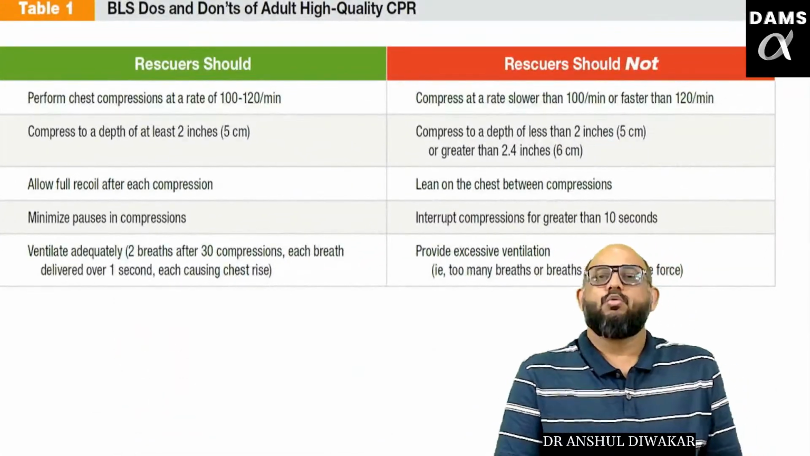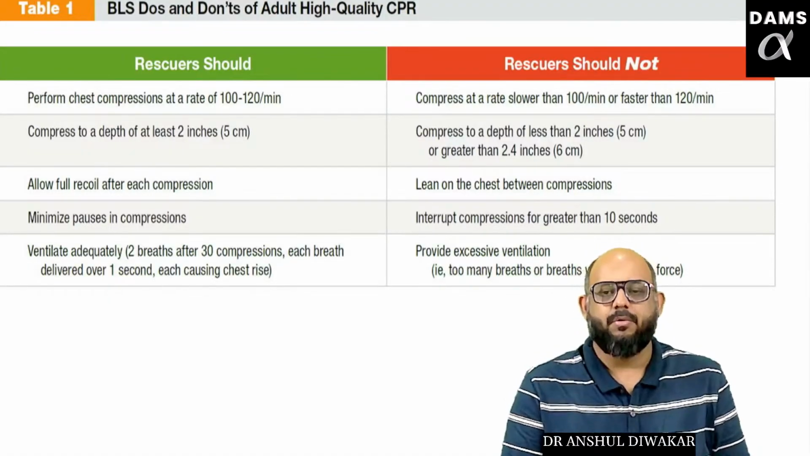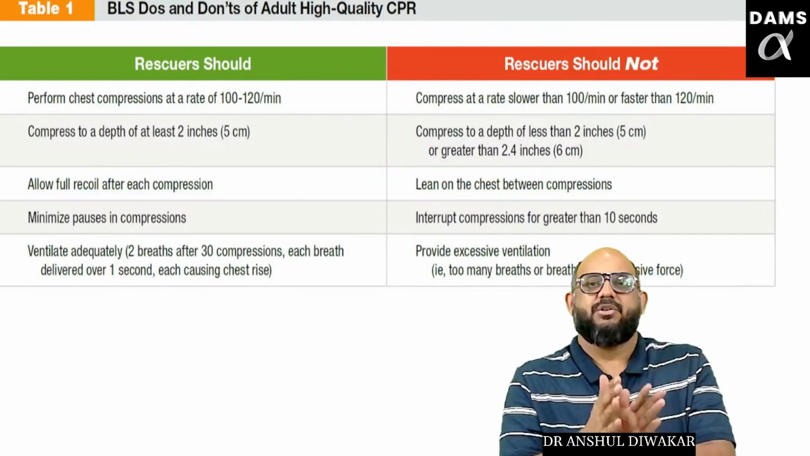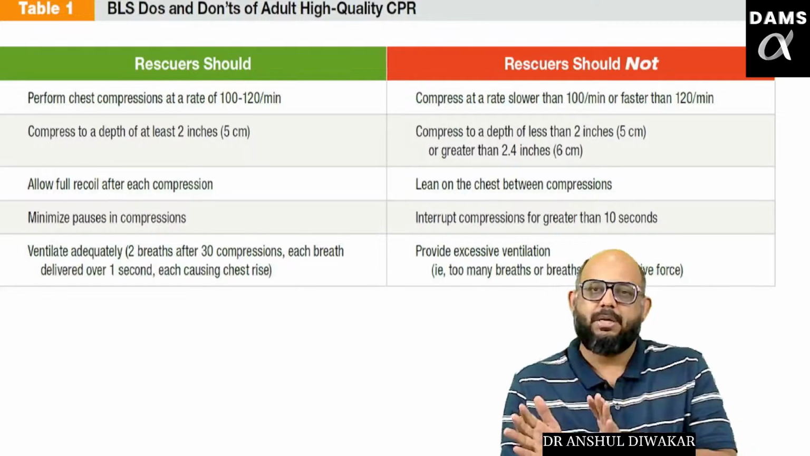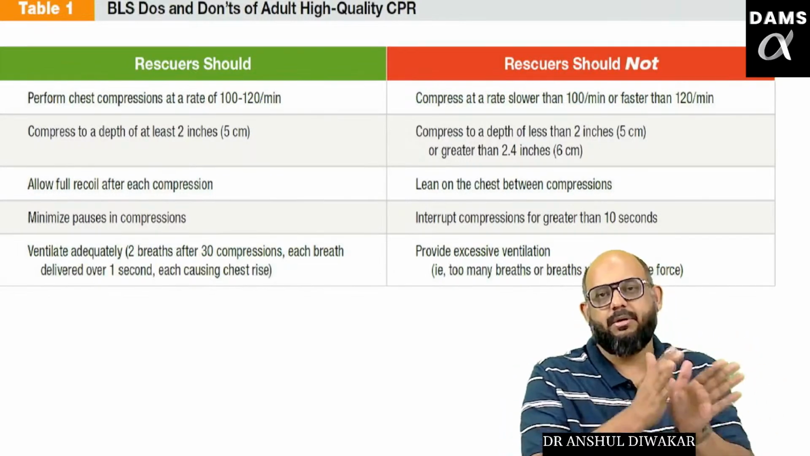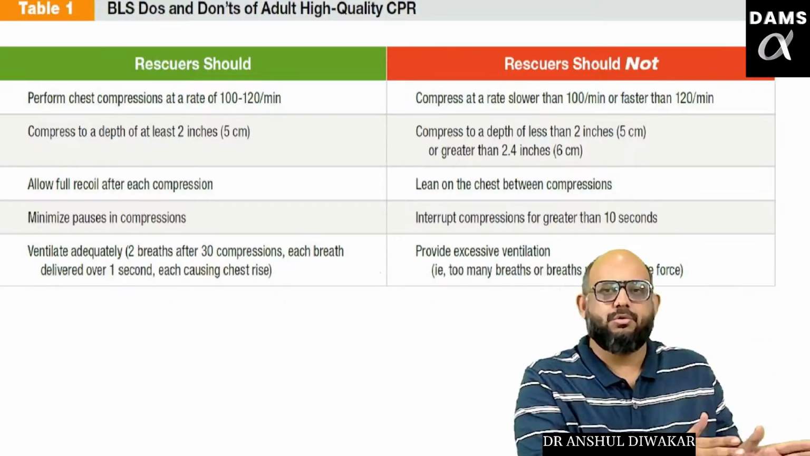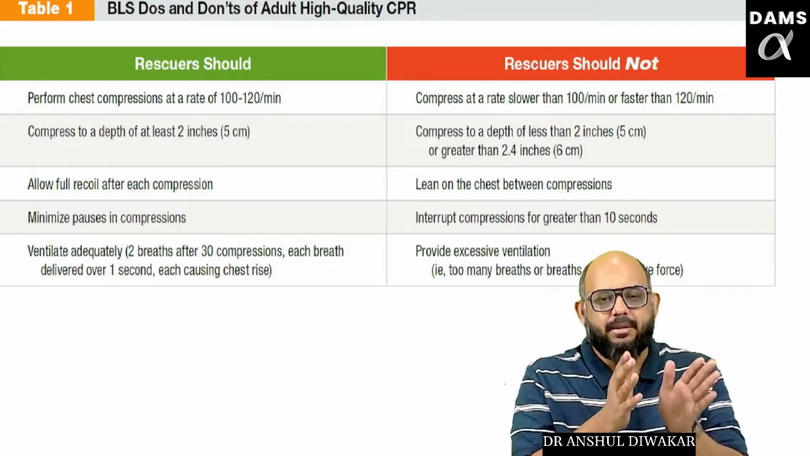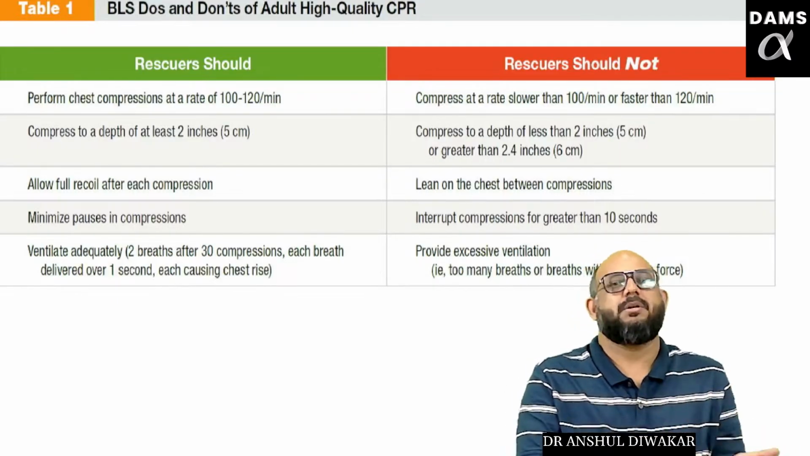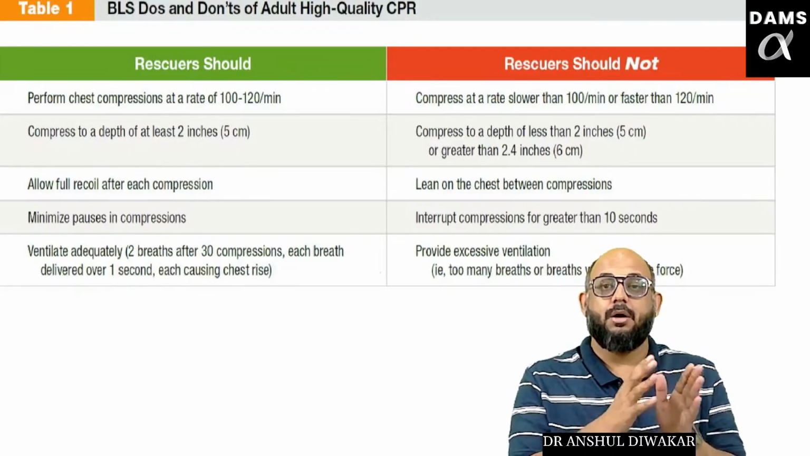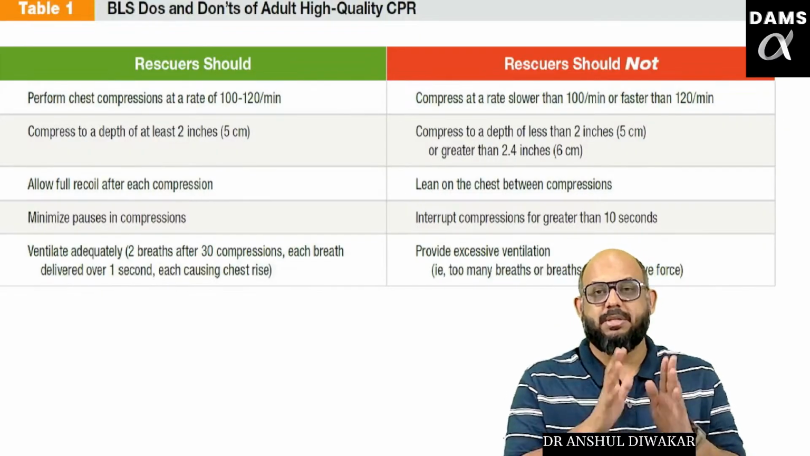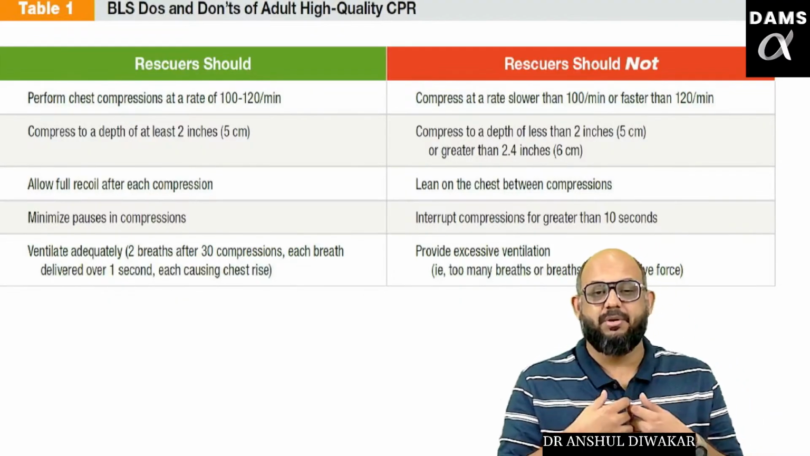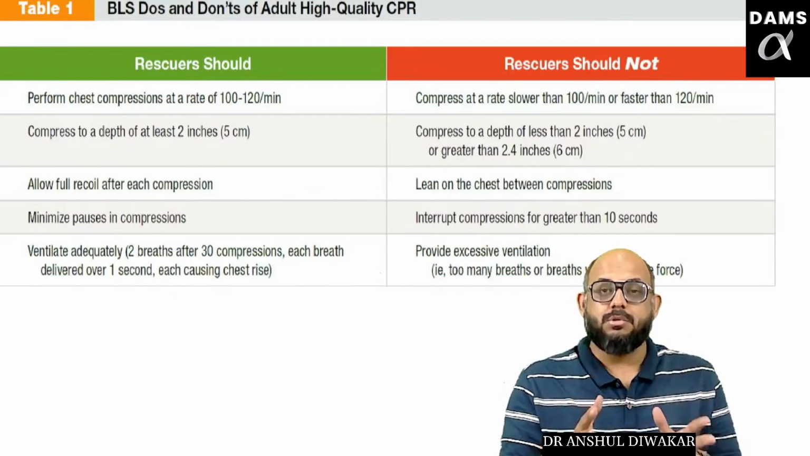Let's revise the do's and don'ts of high quality CPR for a BLS provider. Chest compression rate 100 to 120 per minute. That means not less than 100, not more than 120, neither too slow nor too fast. Chest compression depth at least 2 inches. That means not less than 2, not more than 2.4. Allow full recoil between the compressions. That means do not lean on the chest. Allow adequate chest recoil.